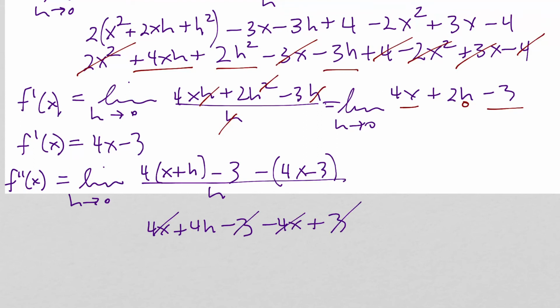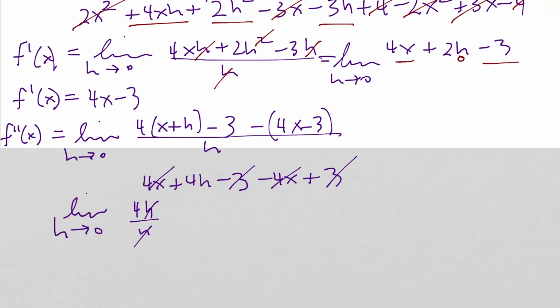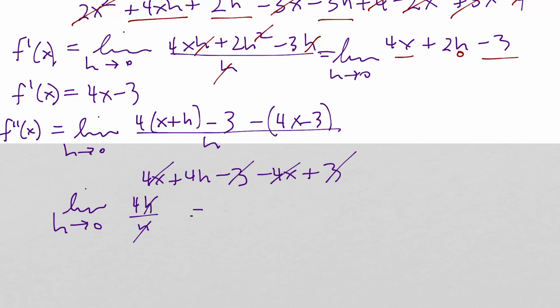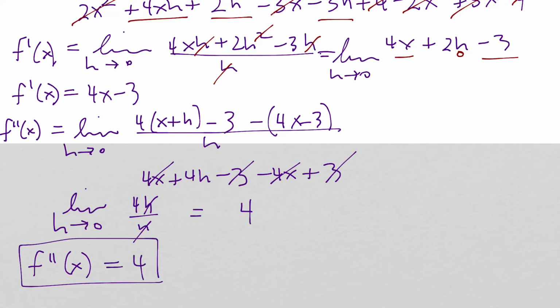So that's just the limit as h approaches 0 of 4h divided by h, which now the h's will cancel. So the limit is simply 4. So f double prime of x is equal to 4. We finally did it. So we found f double prime of x by differentiating f prime of x.